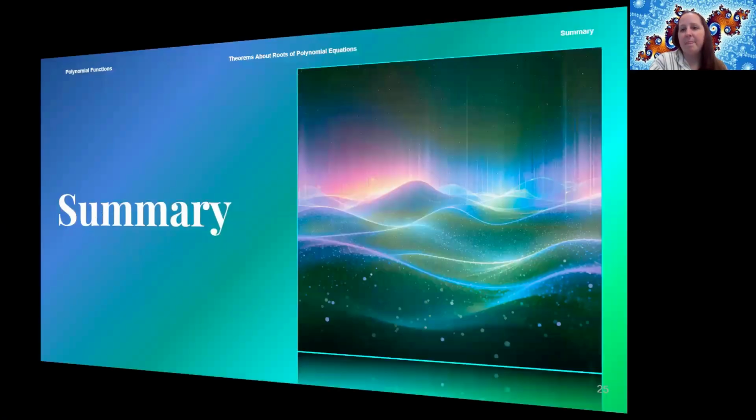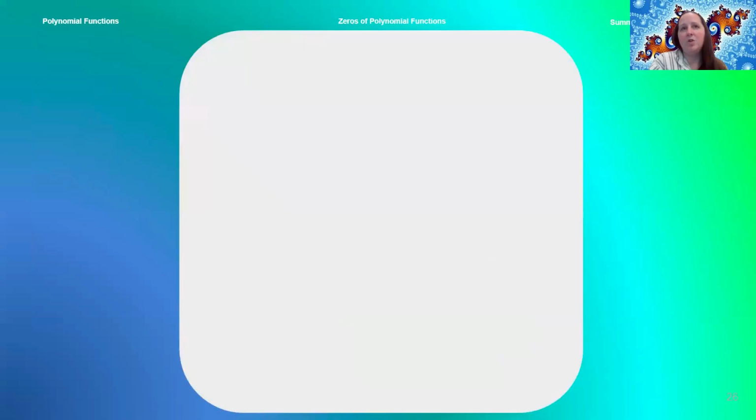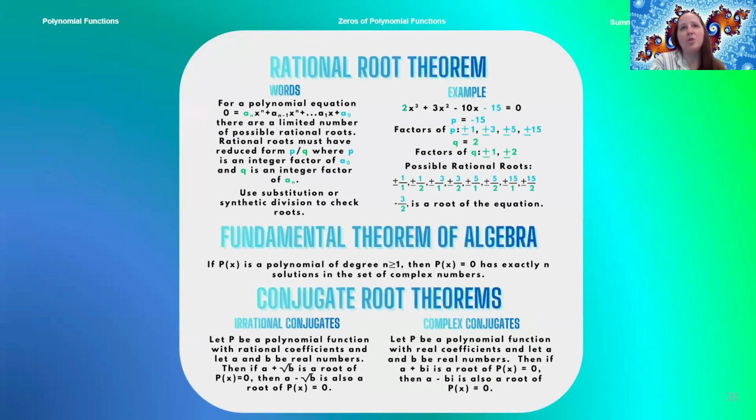Summary. So in conclusion, we have a couple different theorems. We've got the rational root theorem, which basically says all the factors of my constant divided by all the factors of my leading coefficient will give me all of my possible roots for that polynomial function. The fundamental theorem of algebra states that the highest degree of a polynomial is how many complex solutions I could have. Okay, I can have exactly that many solutions.